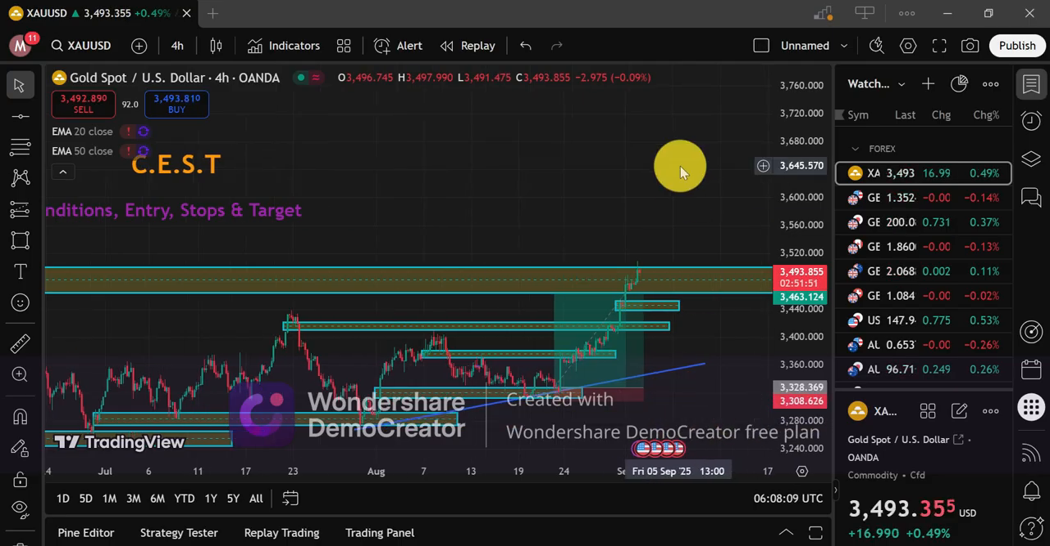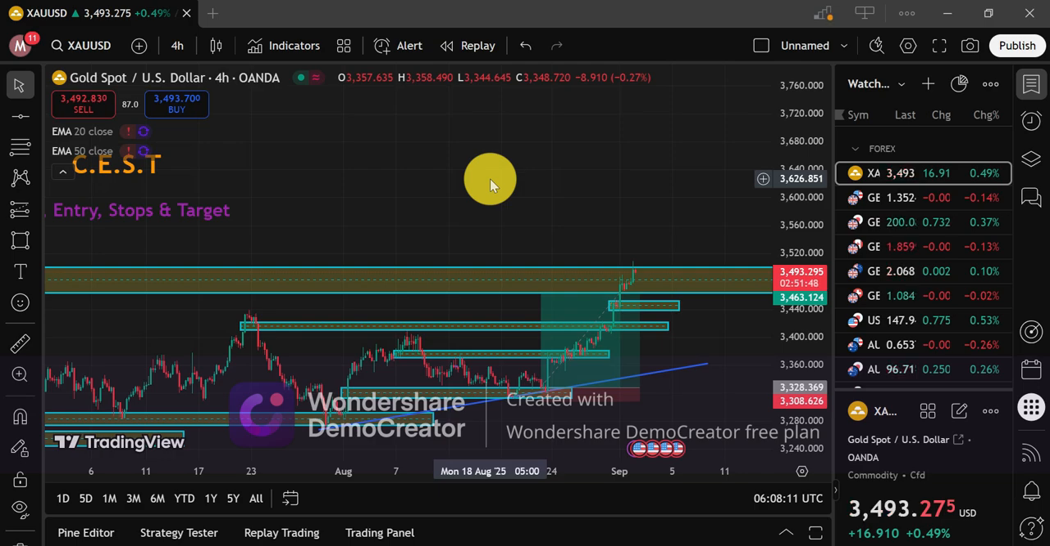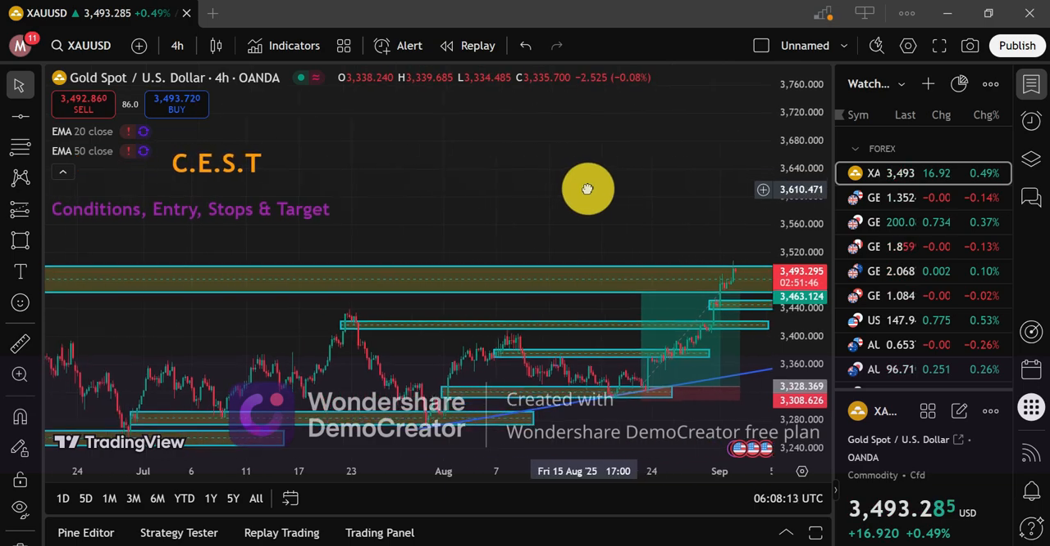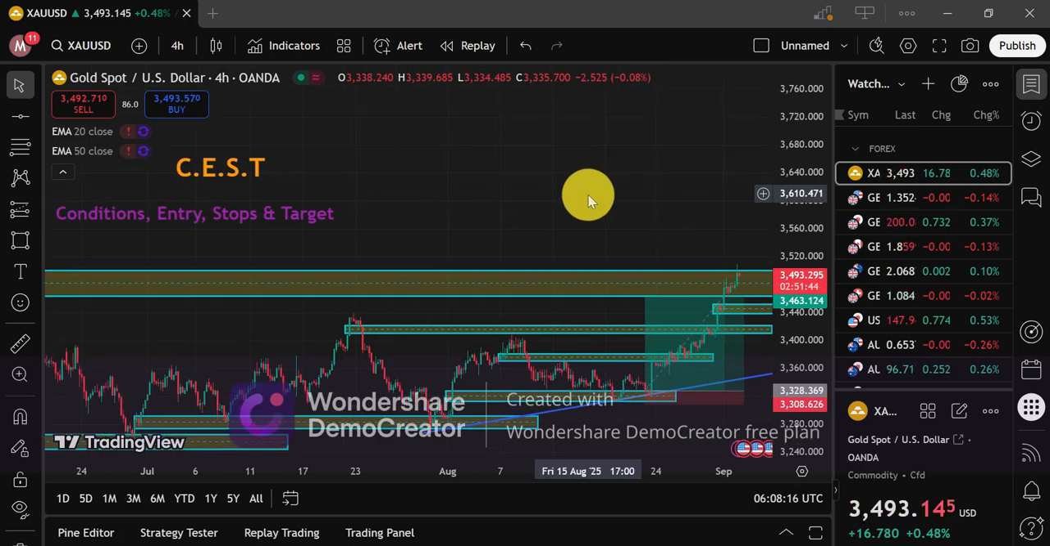So yeah, when price is at zones like this, you want to pay attention to how they are reacting and what kind of formation structures, price action principles and characteristics you can see on your chart.